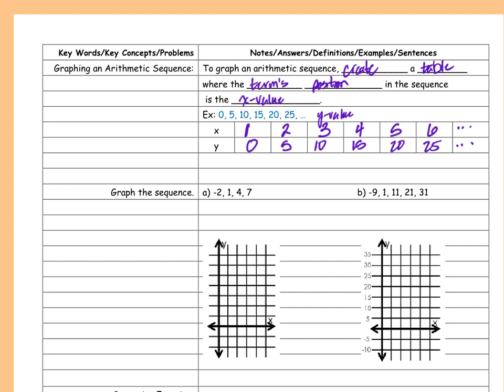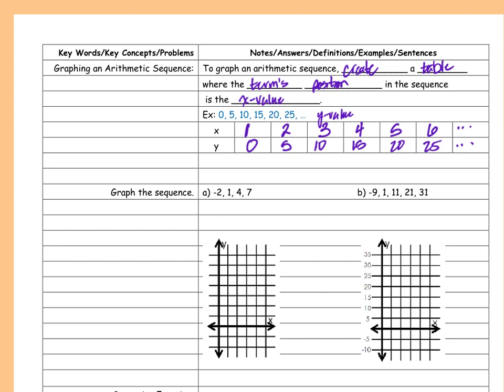Is there a question on how I set up the table? Right? So my Y terms are just my sequence. The X terms just start at 1 because 0 is my first term. 5 is my second term. 10 is my third term. That's how I got my X values, 1, 2, 3, 4, 5. Okay? Pretty simple. So to graph these, I'm just going to graph them.